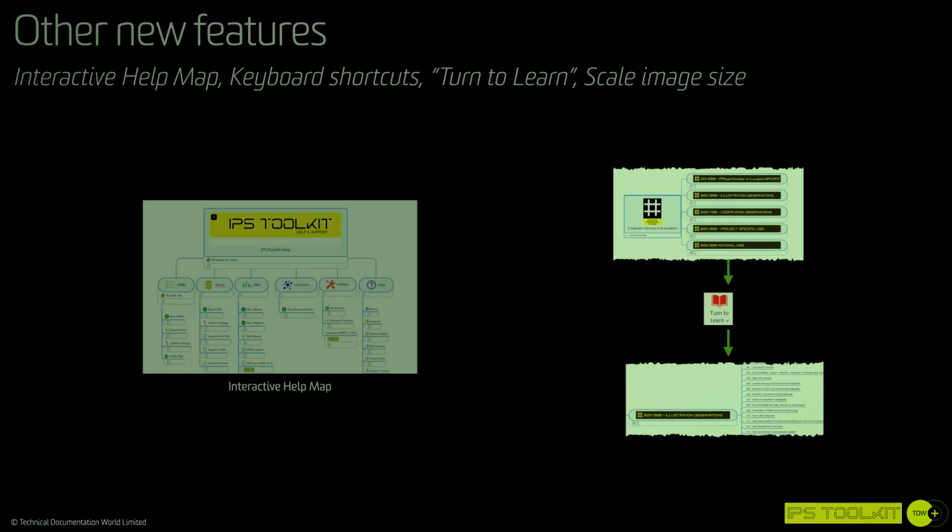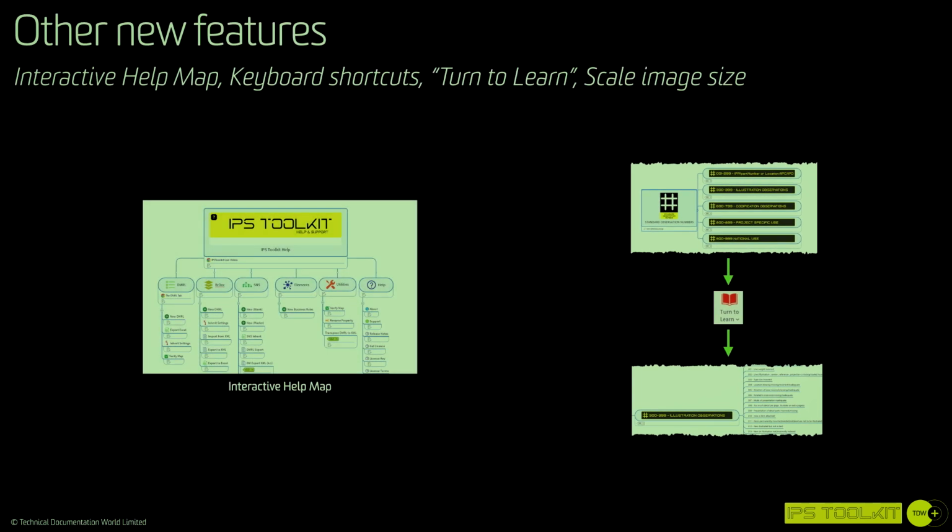So some of the other features that I've already alluded to, we now have an interactive help map. And the good thing about the interactive help map is that, depending on the version of the IPS Toolkit you're using, you can filter on the version of the toolkit that you're using. So therefore, you can compare and see which new features are available, so that you could see whether it's something that you want to upgrade to or whether it's something that you want to use.